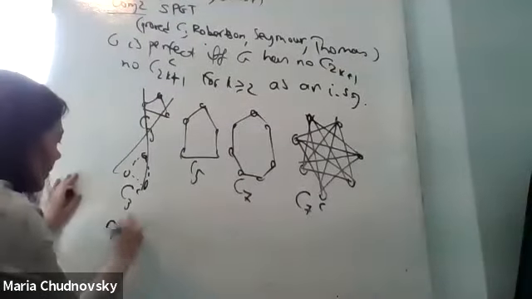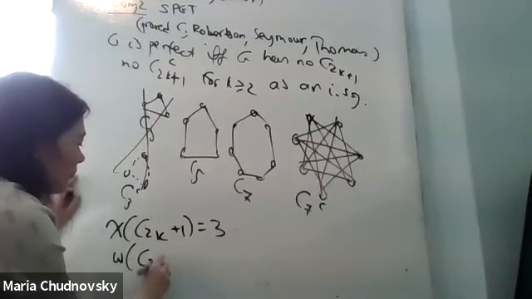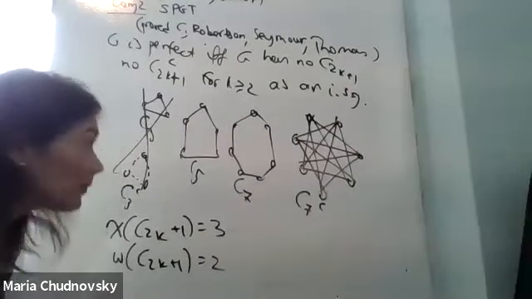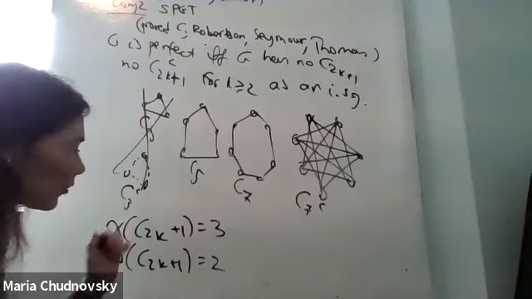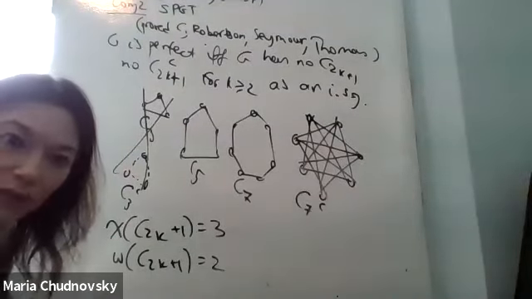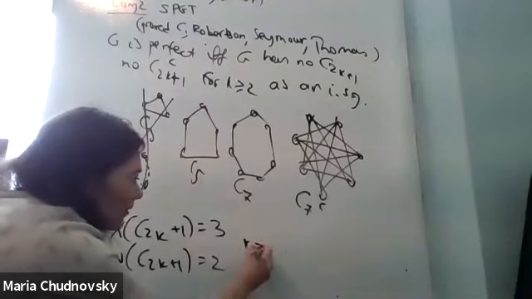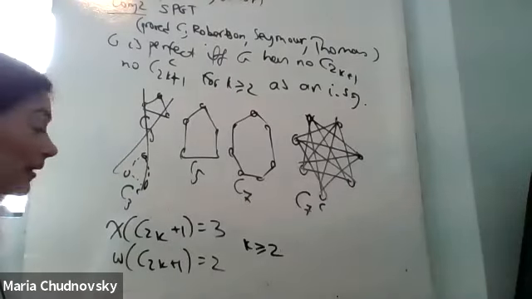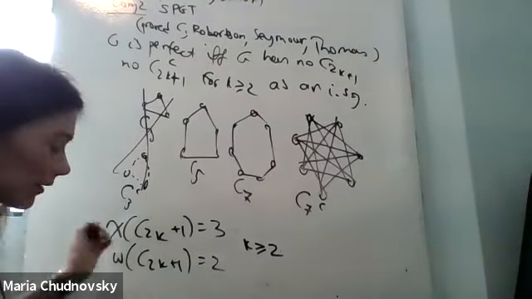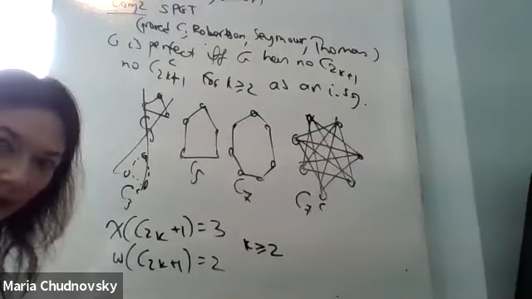So chi of C_{2k+1} is 3, omega of C_{2k+1} is 2. So that means we already know something. A perfect graph cannot contain an odd cycle as an induced subgraph, right? Because in a perfect graph, for all induced subgraphs, chi and omega are the same. For k equals 1, by the way, this is not true. Right? For k equals 1, omega is 3. But for k at least 2, you can see that in a cycle, the clique number and the chromatic number are different. So a perfect graph does not contain odd cycles as induced subgraphs.